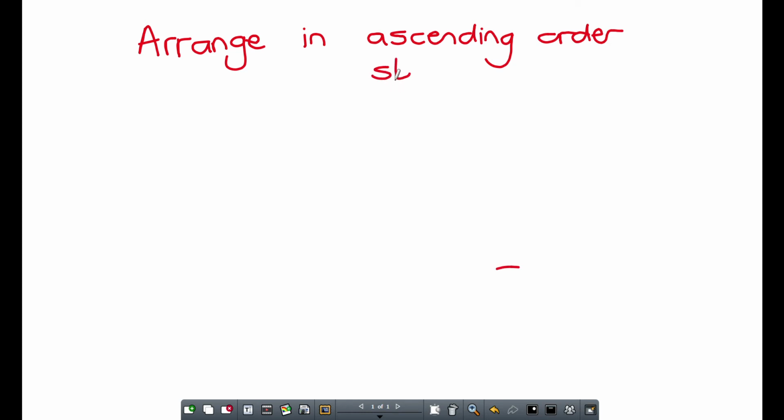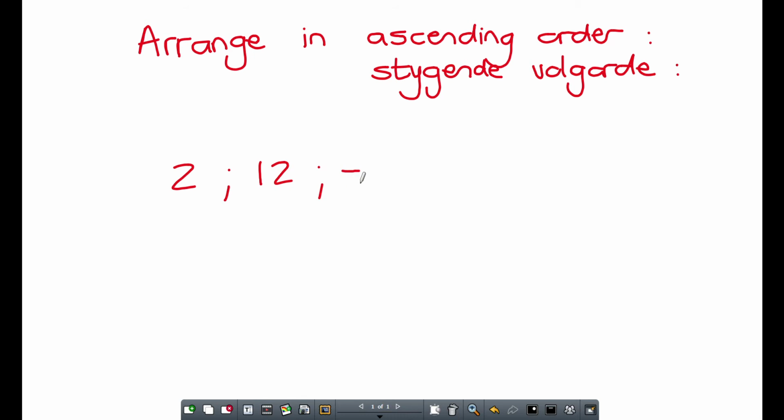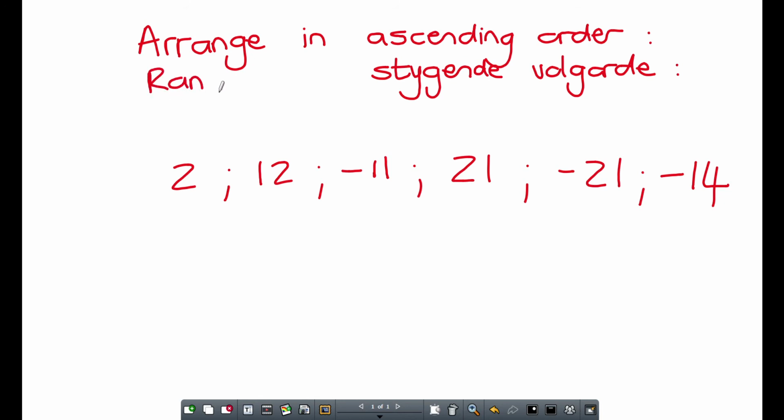Ascending order. Afrikaanse mense, dis stygende volgorde. Okay, right, dan kom ek gou vir jou getalletjies. Ek gaan nie nou daar skryf rangskik nie. So kom ons sê 2, minus 11, 21, minus 21, minus 14. Okay. Herskryf gou vir my dit, of rangskik, in stygende orde. Arrange in ascending order. Weer gou.